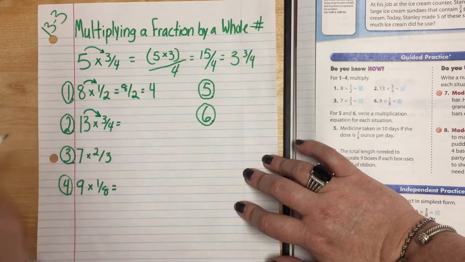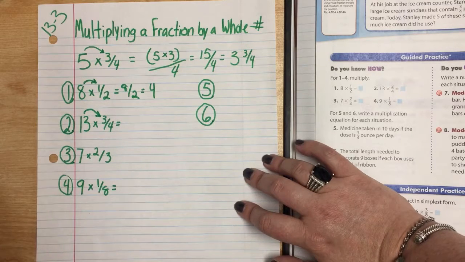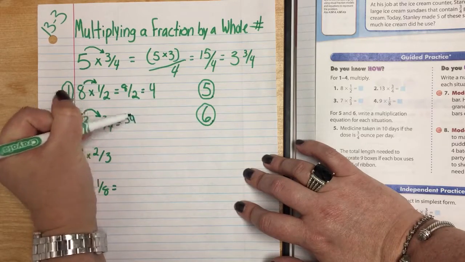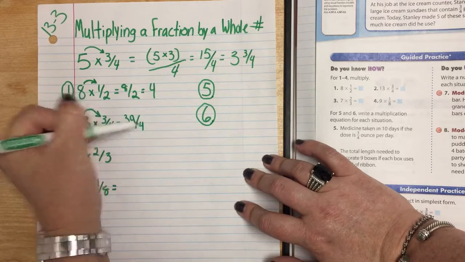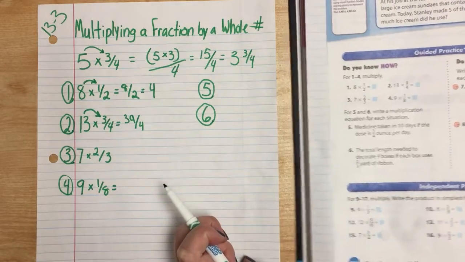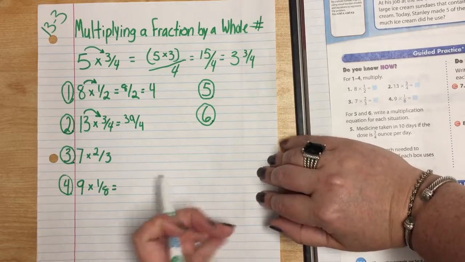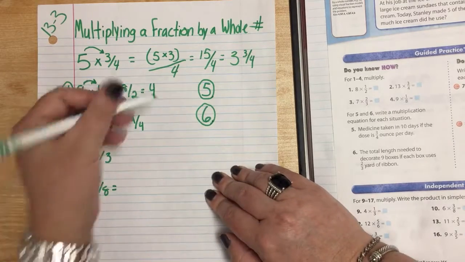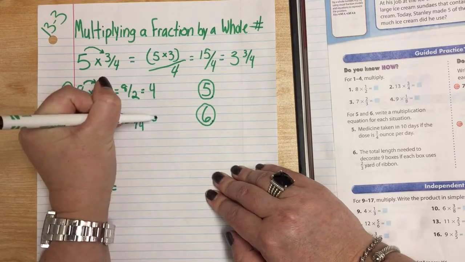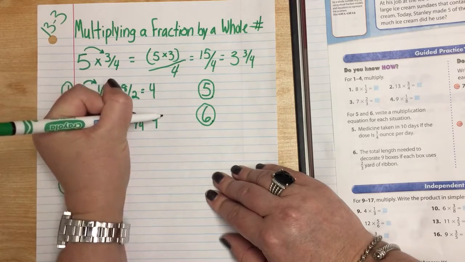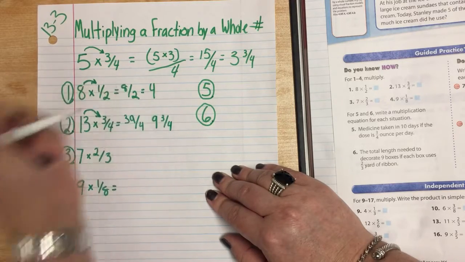Okay, for number 2, got a big number here. 13 times 3 over 4. And 13 times 3 is 39 over 4. Okay, now I'm going to have to figure out how many times 4 can go into 39. Can anybody think of it? It can go in 9 times, because 4 times 9 is 36. That leaves 3 left over 4.